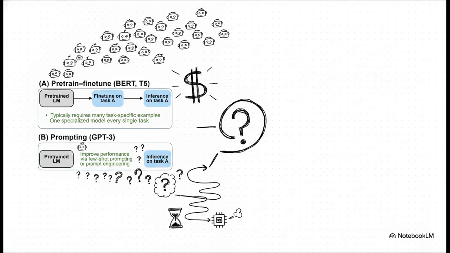Now, traditionally, engineers tried two rather expensive workarounds to fix this. You could use standard fine-tuning, which typically requires massive amounts of task-specific examples. To do this, you essentially have to build and maintain one specialized model for every single task you want to accomplish. As you can imagine, that is incredibly expensive and highly inefficient. Or you could try few-shot prompting. This tries to improve performance without changing the model's underlying weights by basically stuffing examples right into the prompt. But you're constantly battling limited context sizes and incredibly high computing costs. The industry desperately needed a much more universal solution.